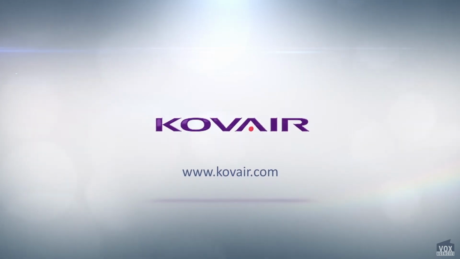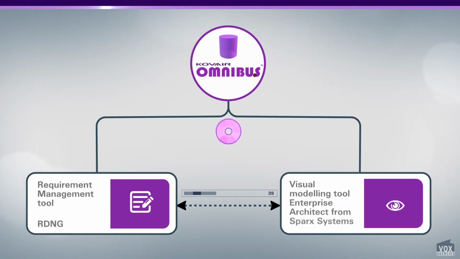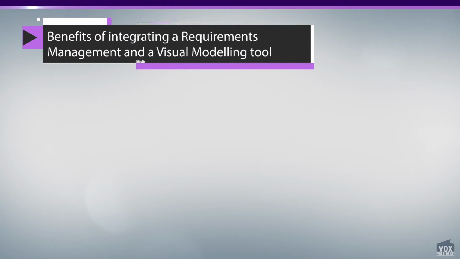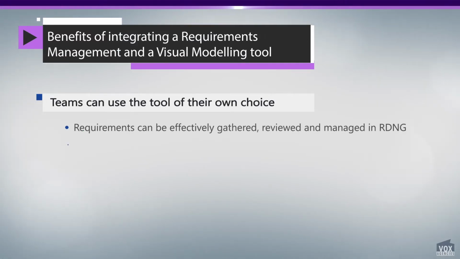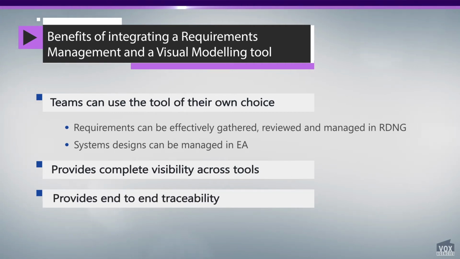In this short video, we will see an integration use case between a requirement management tool, RDNG, and a visual modeling tool, Enterprise Architect, from Sparx Systems. Integration between the tools used by business analysts for managing requirements and by architects for their design has two major benefits, like establishing seamless collaboration between the teams and provide traceability between requirements and design elements.